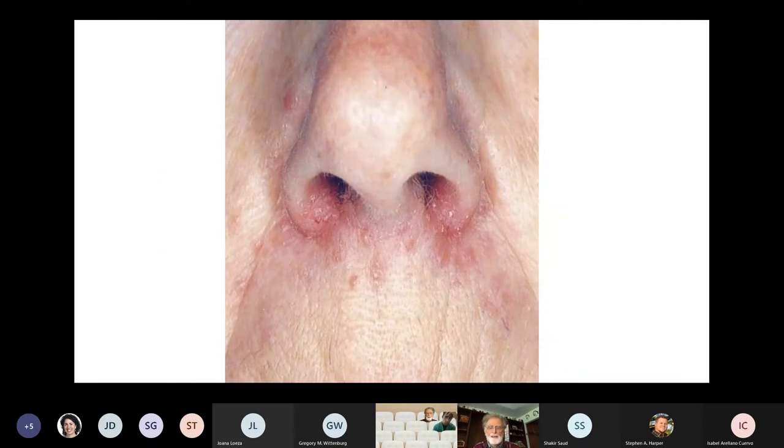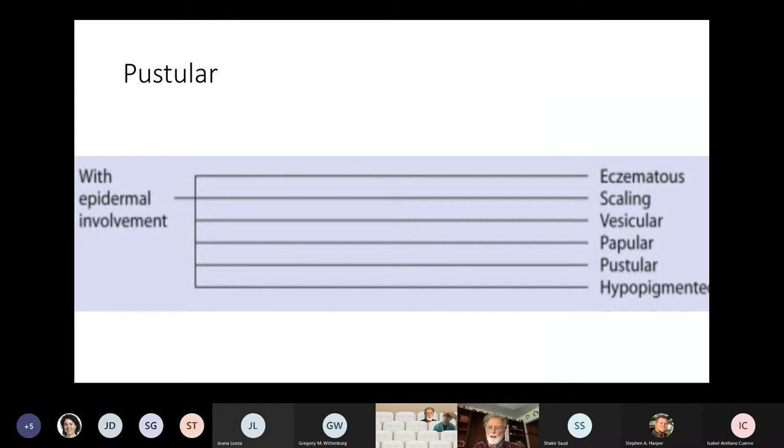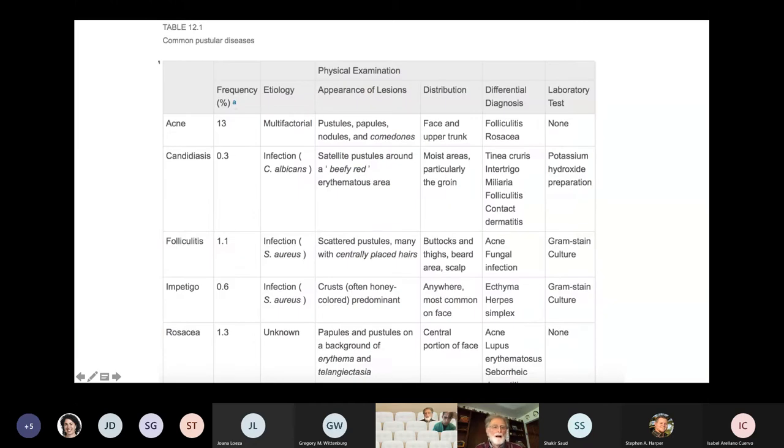So then you get this folliculitis, and the nose is a common place where staph can lurk and take advantage. So now we're dealing with pustules big time. This is all still an epidermal change. Once you've categorized your problem as pustular, you go to the chapter that's associated on that table, and the very first page is common pustular diseases in primary care.